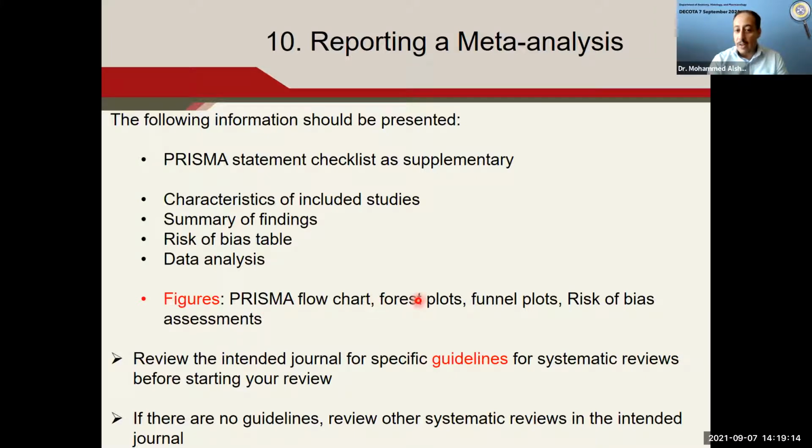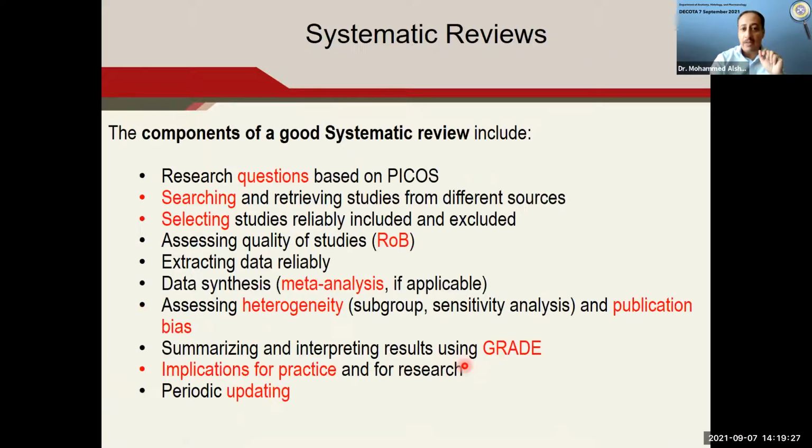You should have a forest plot. You should have a funnel plot. If more than 8 studies, you actually have 2 figures for risk of bias. I'll show you. And then if you want to publish in a certain journal, you have to follow the guideline. I think a good systematic review should include all those. So the research question should follow. So this is to wrap up the whole workshop.